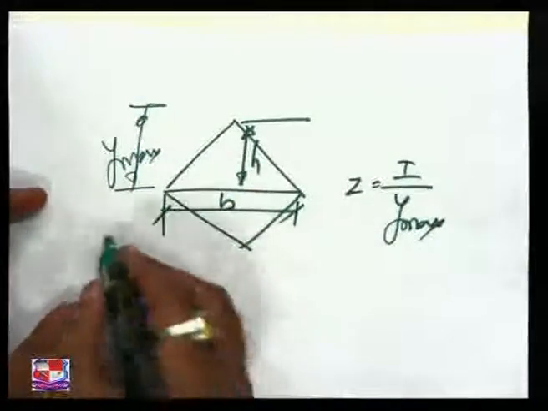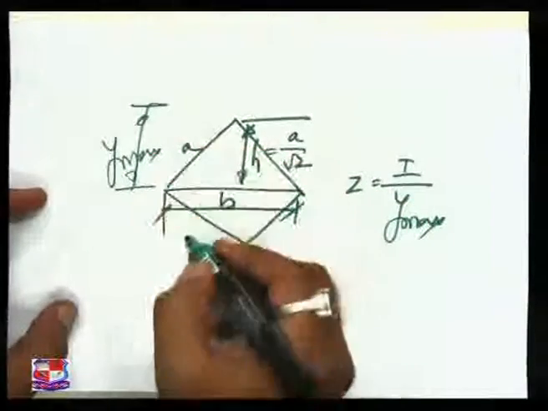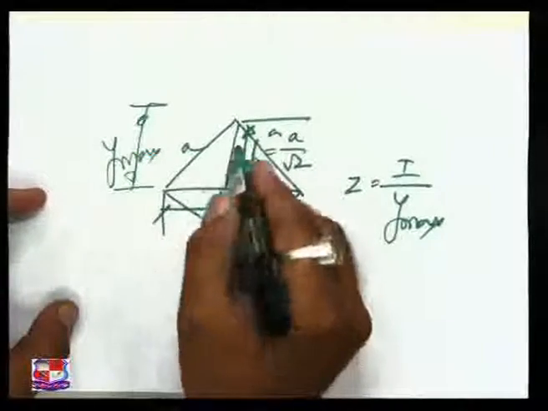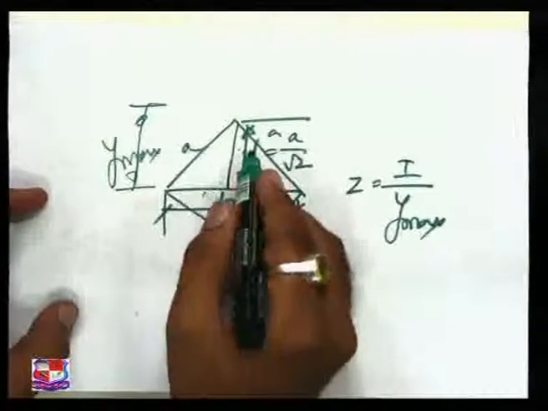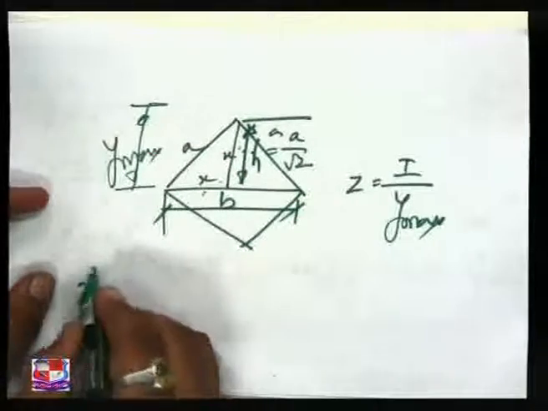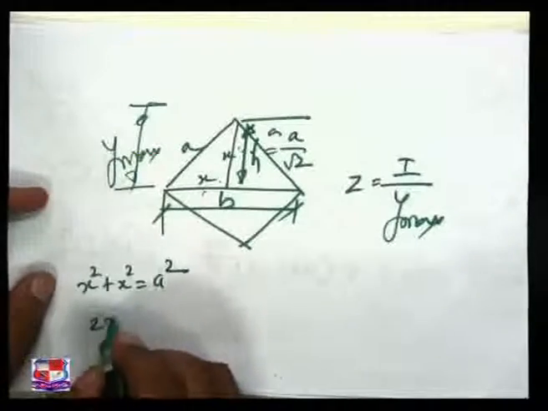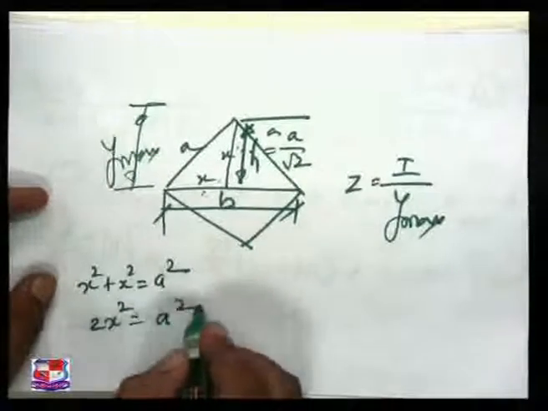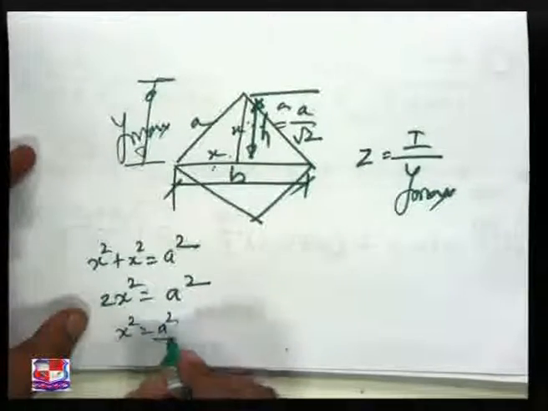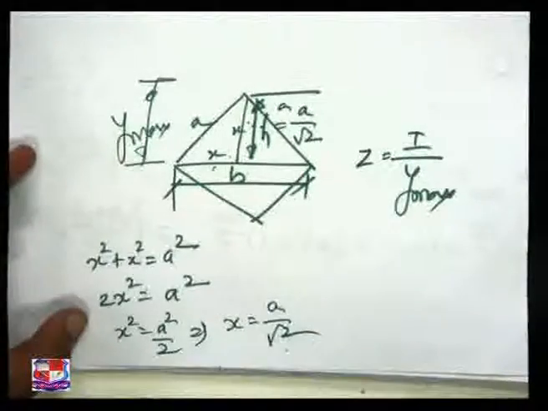We found out h is equal to a over root 2 because this is a, this is a. I have to find out both the sides. If I say x, then x square plus x square is equal to a square, so 2x square is equal to a square. We found out x square is equal to a square by 2, so x is equal to a by root 2.